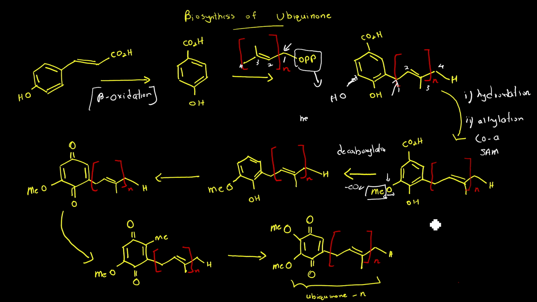So now when we have this particular molecule, decarboxylation will happen to remove this particular carboxylic group. Now it's okay. And then what happens is oxidation, which means we are going to introduce an oxygen group onto this particular carbon atom. Now we have this particular molecule.